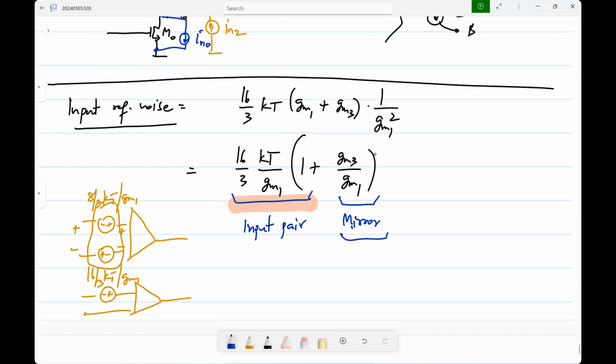But what is the cost of making GM3 very small? Size? GM3 very small. So GM3 is, the current is the same, M1 and M2, right? 2 times I0 by VSG3 minus VT. Okay. So now the only way, I0 you cannot change because that will change GM1 also. The only way to change GM3 independently of GM1 is to increase VSG3 minus VT. And if you do that, you will have more voltage across those transistors and your swing limit will be compromised. Okay.